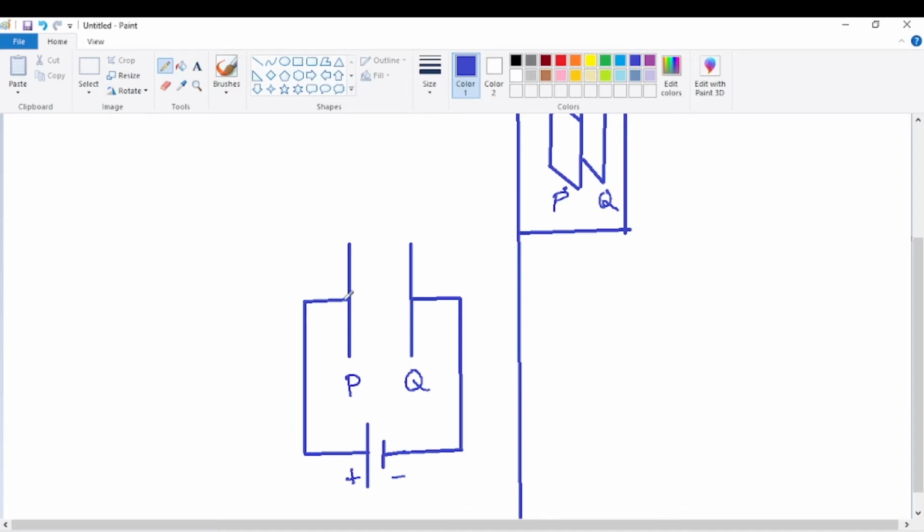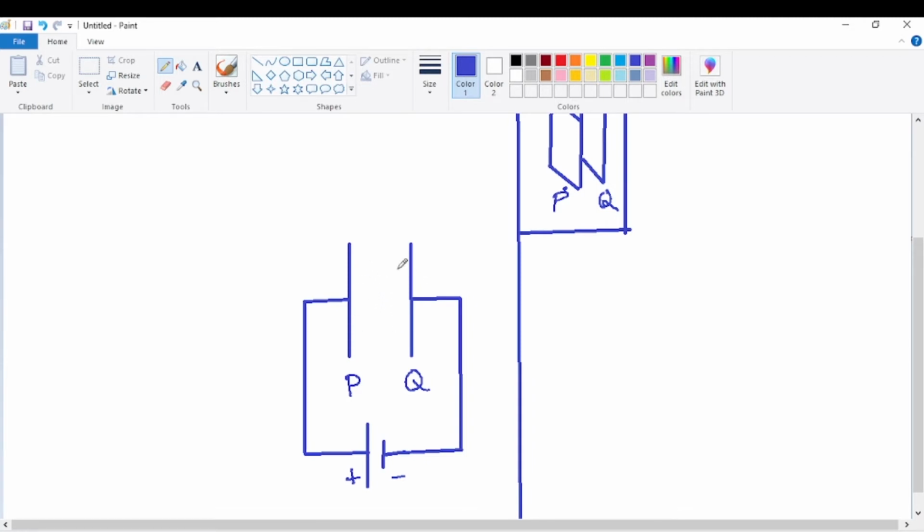So the positive terminal is connected to the plate P of the capacitor. The negative terminal is connected to the plate Q. So this is any regular capacitor: a pair of conductors which are used to store a large amount of charge at low potential is called a capacitor.